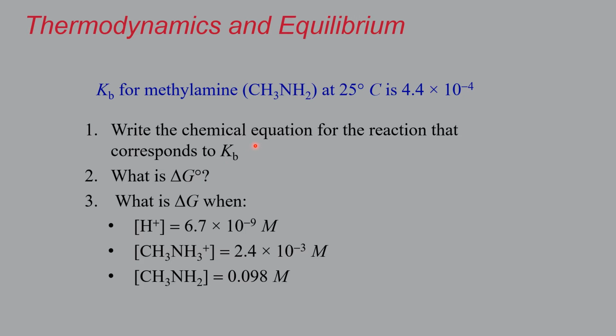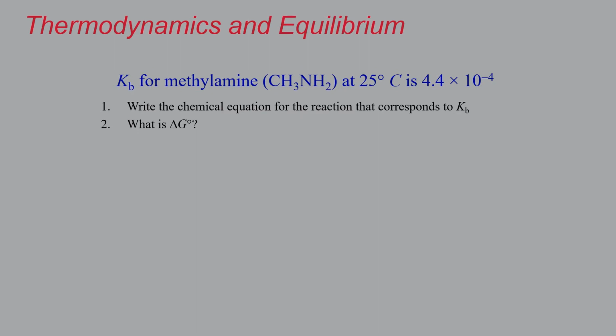We're going to write the chemical equation for the reaction that corresponds to Kb for methylamine. We're going to figure out what the standard delta G is, and we're going to figure out what delta G is under these particular conditions that are decidedly not standard conditions. And don't worry, I'll rewrite these as we go from slide to slide. So let's tackle the first one and the second one in the next slide.